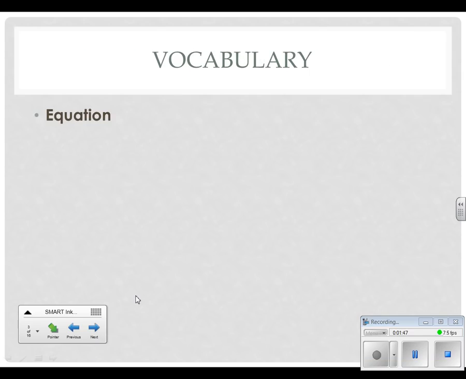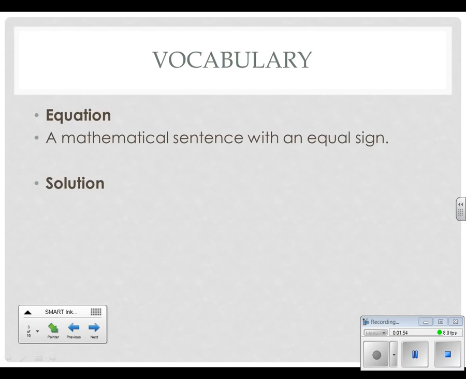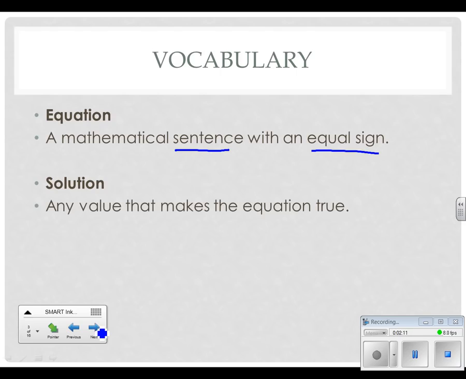Some vocabulary here. First, we'll start with an equation. I would like you to write a mathematical sentence with an equal sign. It's key now that we're looking at sentences, and a sentence will give us that equal sign, where if it was an expression we wouldn't have that equal sign. We will be looking for solutions to these equations, any value that makes that equation true. So we're looking at making that equation true.